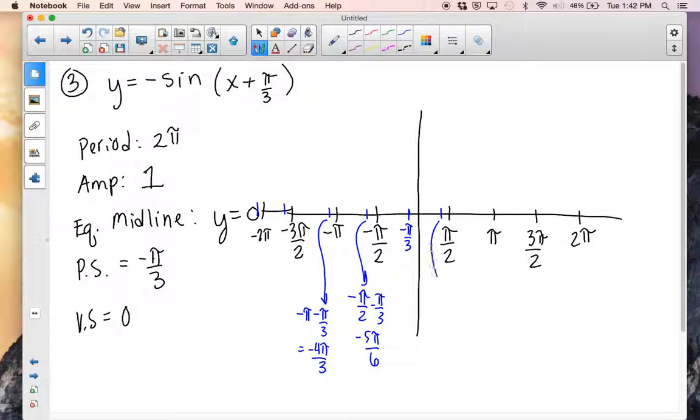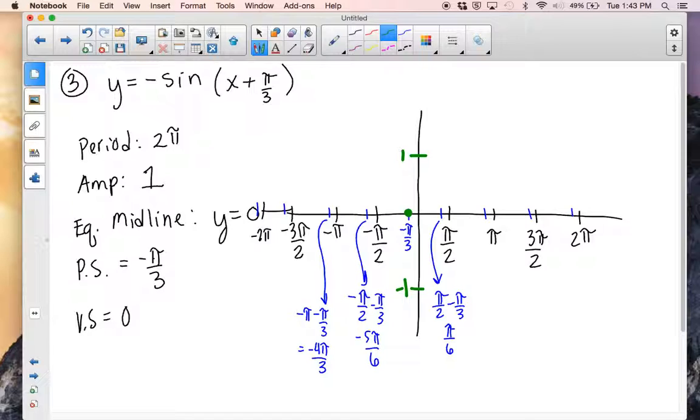Pi over 2, this one here, subtract pi over 3, you end up getting 3 minus 2 pi over 6, and so on. So from each normal value, you're subtracting to get the actual new increment. My amplitude's still 1, so there's 1, there's negative 1. This graph has been flipped, so this is negative sine. Now instead of starting on the y-axis, remember that we're shifted to the left.